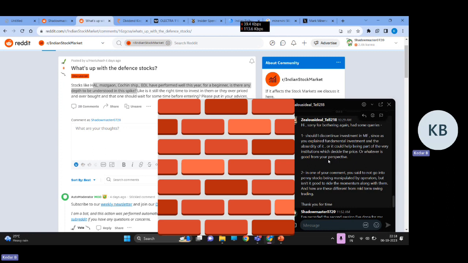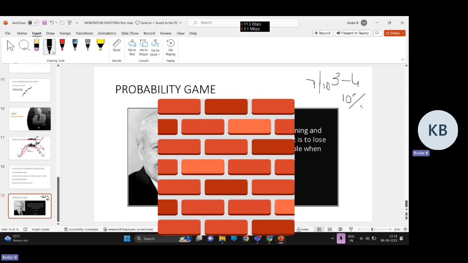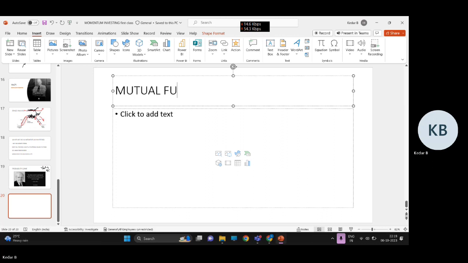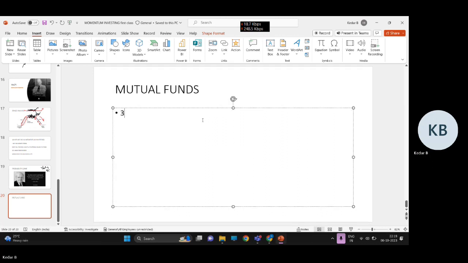Mutual funds are not to be timed. They should always be kept for the long term, 3 to 5 years. If you're investing in mutual funds, you should have at least a 3 to 4 year time horizon.